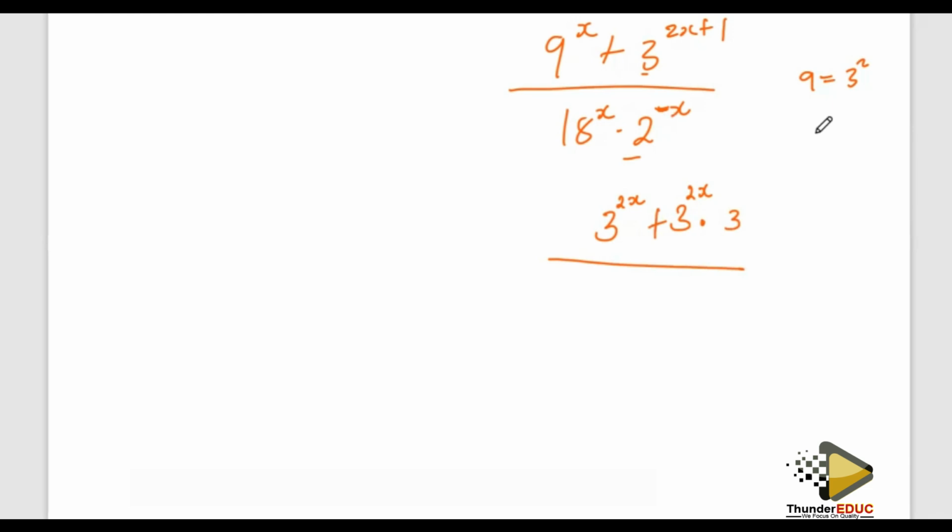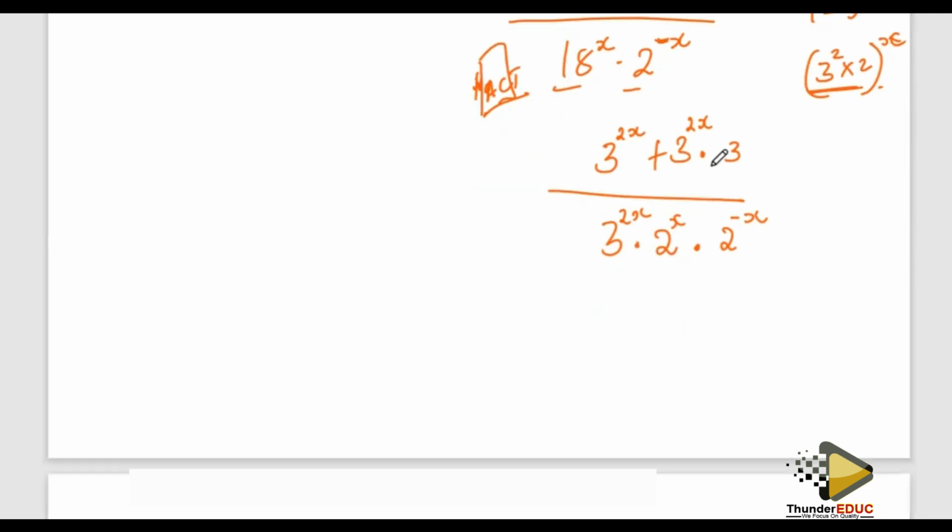18 can be written as 3 squared times 2. You can just press 18 in your calculator, press the equal sign, and then press the FACT button, the factorization button. You'll get this. So if I have an exponent of x, this x will be distributed so that I have 3 to the 2x multiplied by 2 to the x, now multiplying by 2 to the negative x. Whenever we have plus or minus signs, factorization has to take place under exponents.